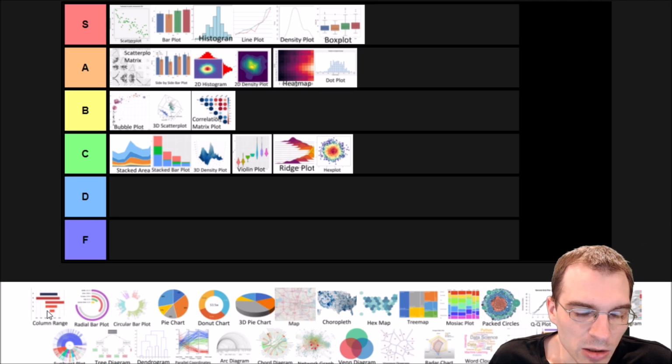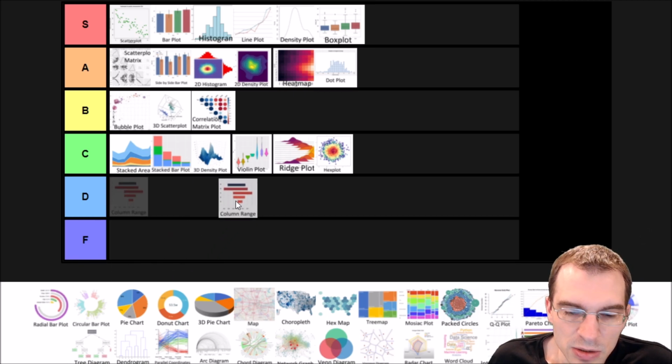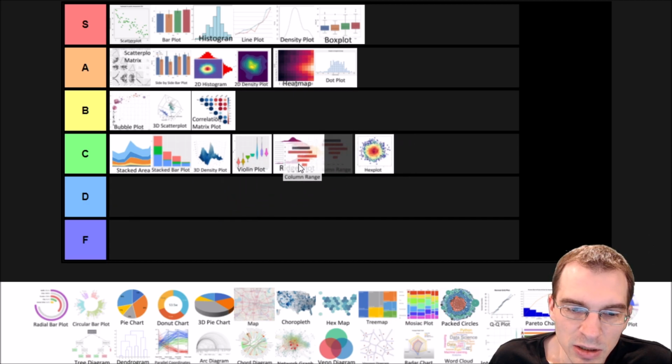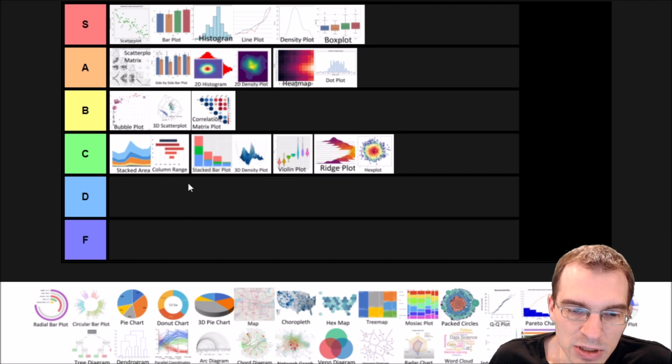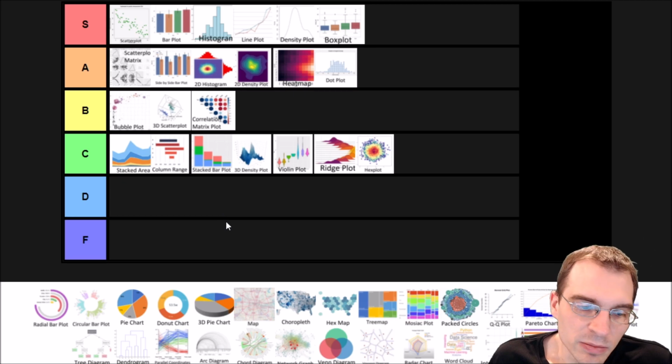Next we have the column range chart. This is a kind of plot that's basically a bar plot, but it's showing you ranges of variables with bars. It's not used quite as often as some of the other bar charts we looked at, but it is better than the stacked bar plot in terms of actually being able to read the data. So I'm going to put it in C tier also, maybe above that one, just because I do think it shows the data better, but it's just not quite as often used.